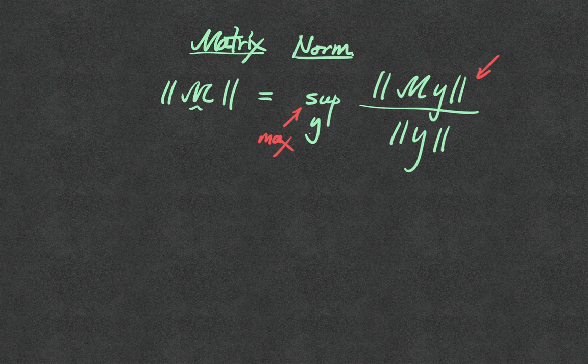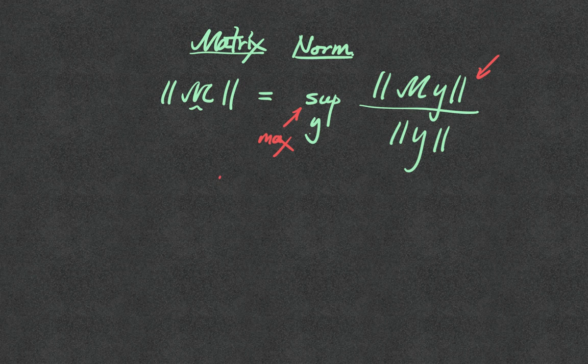Why do I want to do that? Why do I not find the minimum? What is Mx? Mx equals b, right? So why do I construct the norm that cares about the maximum?